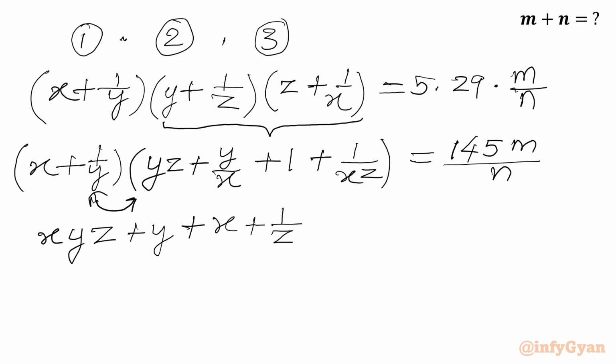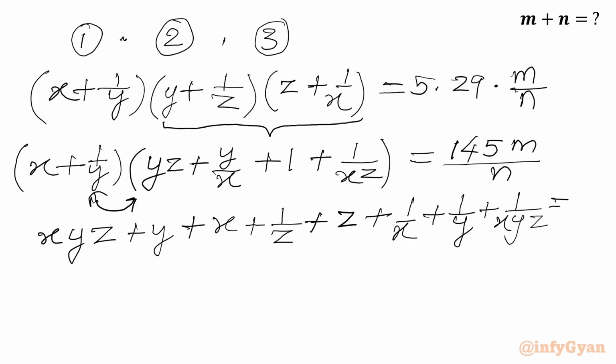Now we have to perform multiplication with 1 over y. So 1 over y times yz, we will get z. 1 over y times y over x, we will write here 1 over x. 1 over y times 1 over y. And 1 over y times 1 over xz, we will write here 1 over xyz. In the RHS, we have 145 m over n.